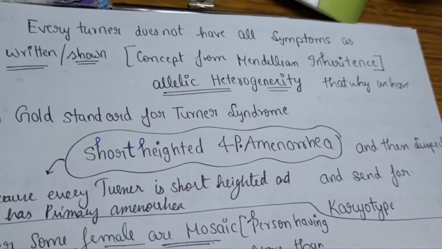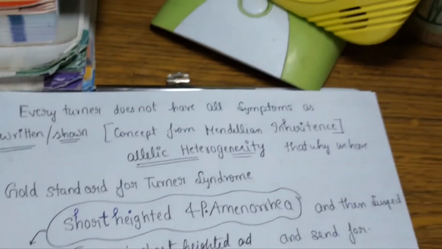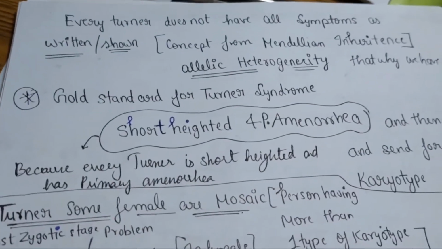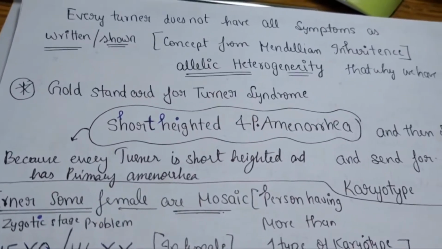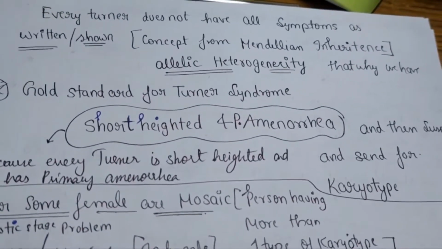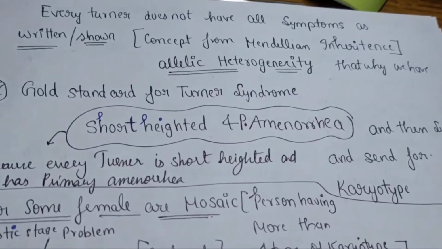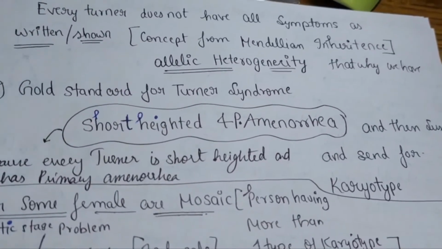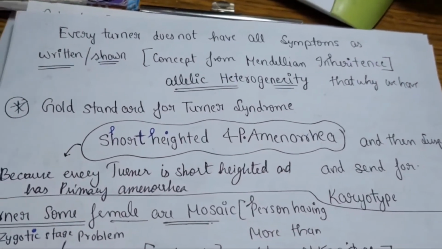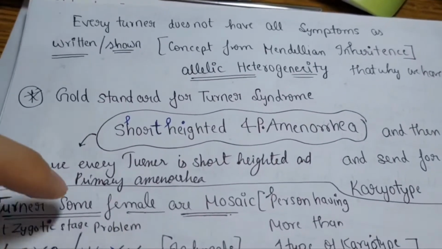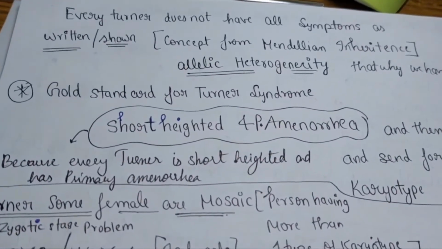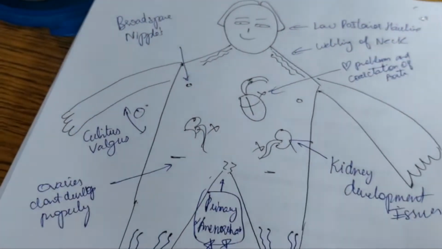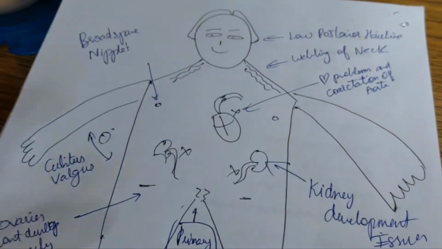Now a very important thing to remember is that every Turner patient won't have all the symptoms which we have explained and shown over here. But the two main symptoms which are present in almost all Turner syndrome patients are short height and primary amenorrhea. So if a patient is short-heighted and she has primary amenorrhea, then we suspect Turner syndrome and send such a person for karyotype. This is because every Turner patient is short-heighted and has primary amenorrhea. The other features are not going to be present in all patients. Some patients will have.